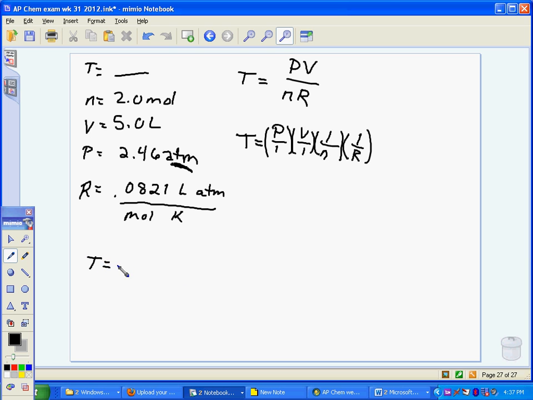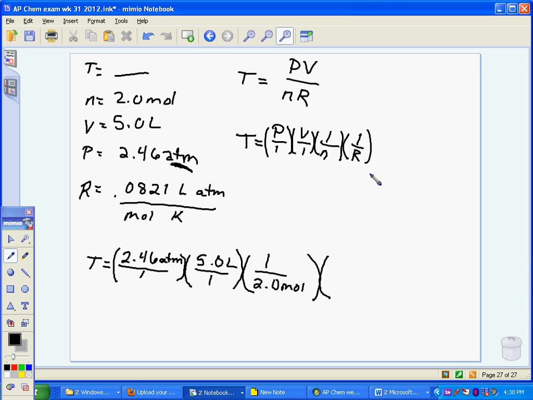Now I'm just going to plug in my numbers here. My pressure, 2.46 atmospheres. My volume, 5 liters. My number of moles was 2 moles. Okay, now remember, if R is on the bottom, that means I have to flip. I'm just going to flip everything up here. So I'm going to put mole Kelvin on top and 0.0821 liter atmosphere on the bottom.